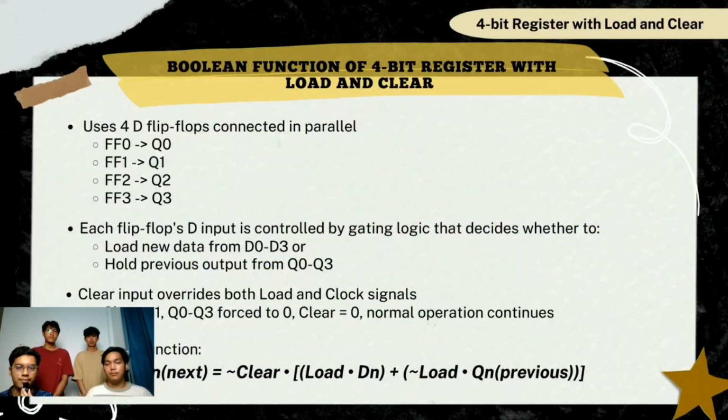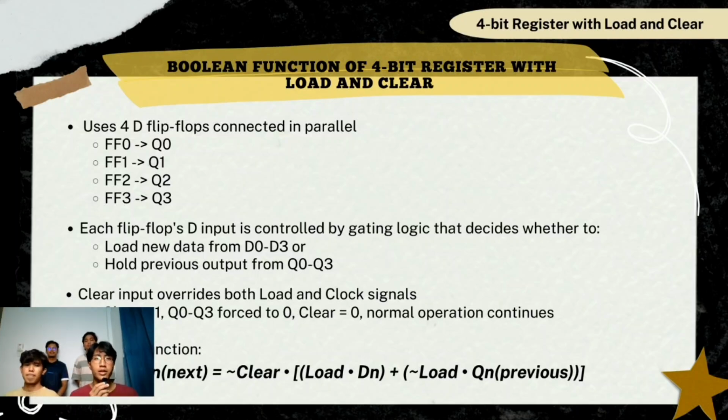All right, now we are moving to the next question, which is 4-bit register with load and clear. Okay, so moving on with the Boolean function of 4-bit register with load and clear. For this design, we are using 4 D flip-flops connected in parallel. And the flip-flops are connected, for example, FF0 into Q0, FF1 into Q1, FF2 into Q2, and FF3 into Q3.